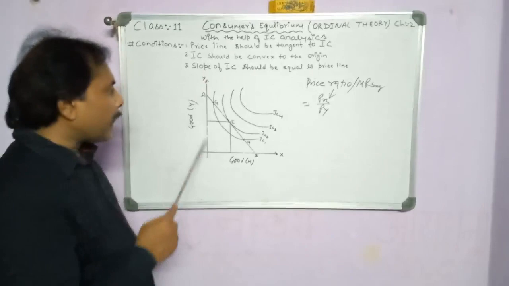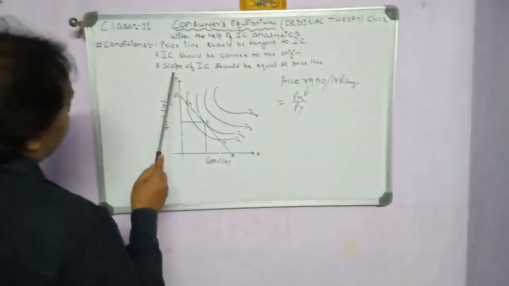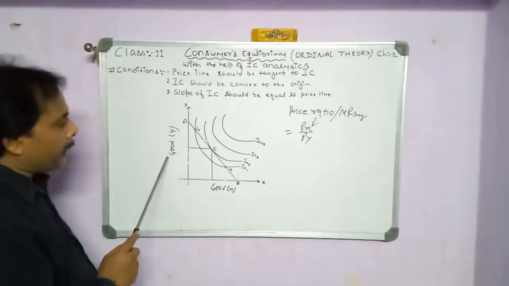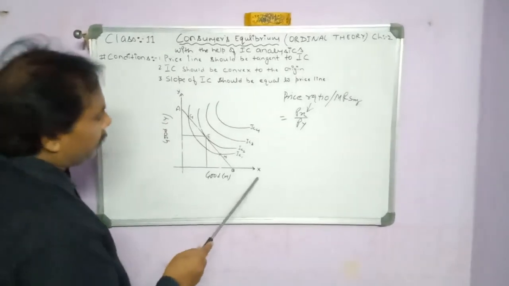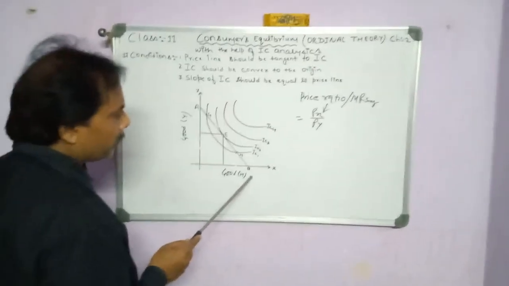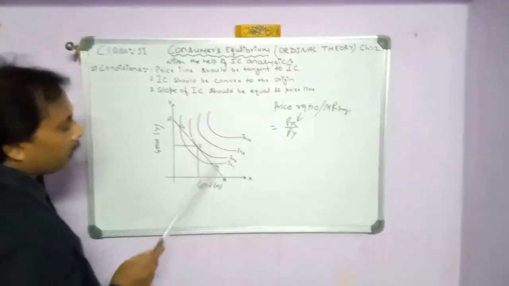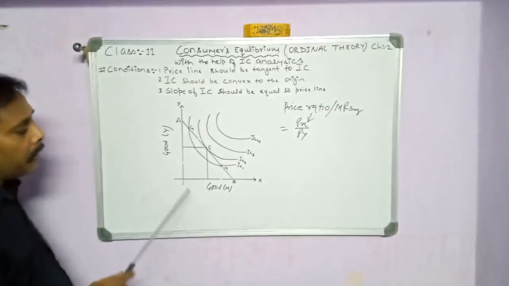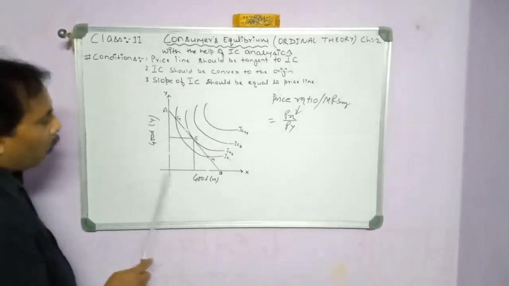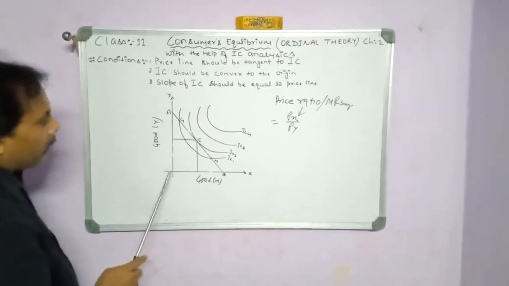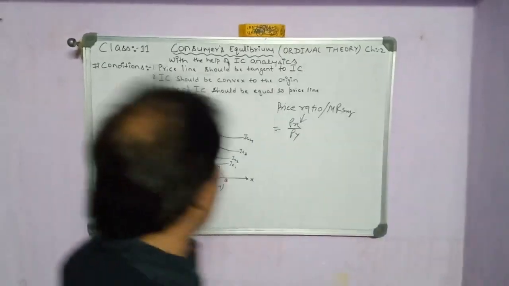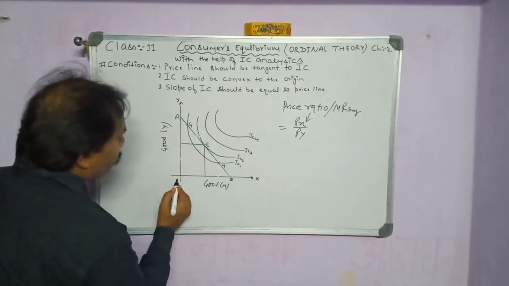Now come to the diagram. There are two axes, Y and X. On the Y axis I have taken good Y, and on the X axis good X. AB is a budget line which indicates that from the given income a consumer can buy a maximum of OB units of good X and OA units of good Y.